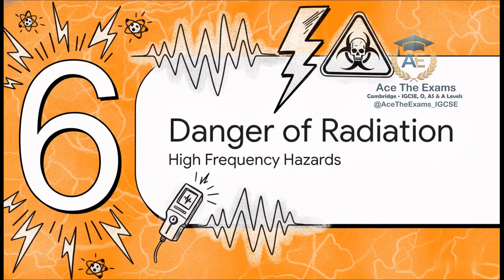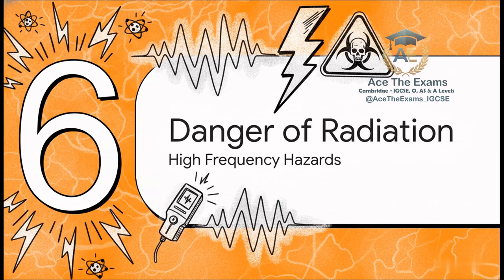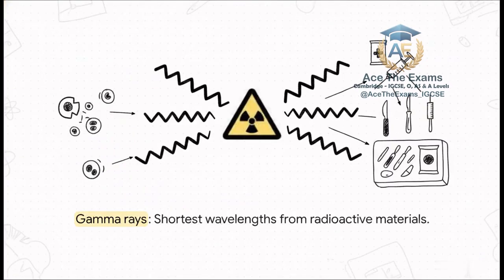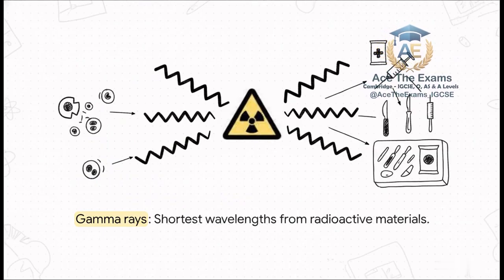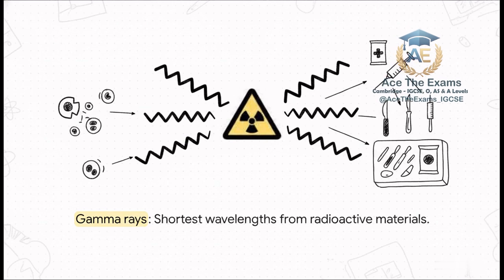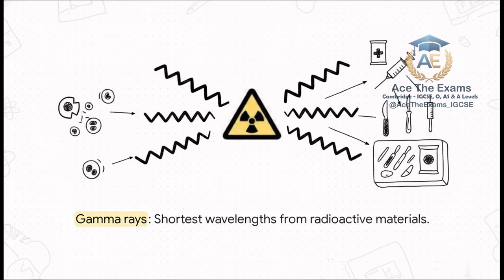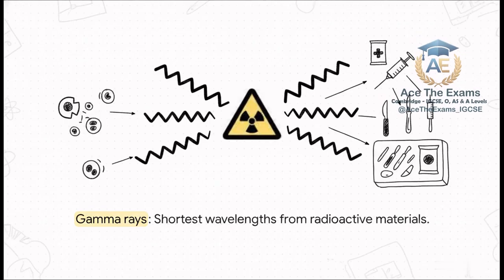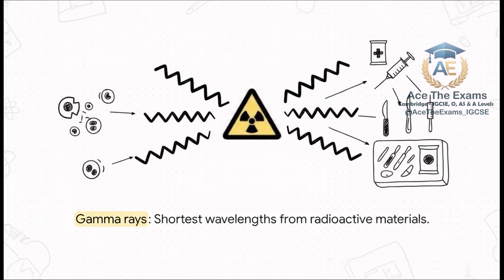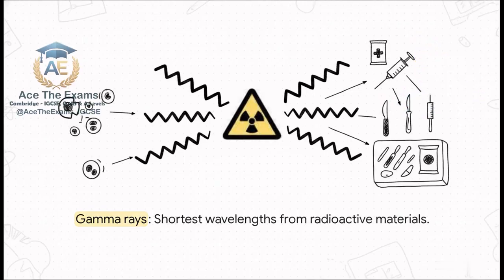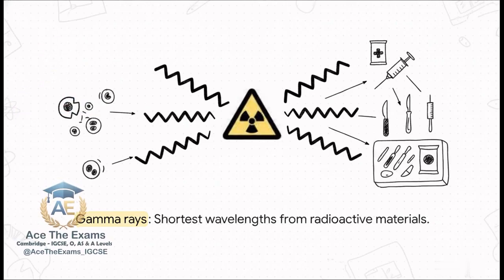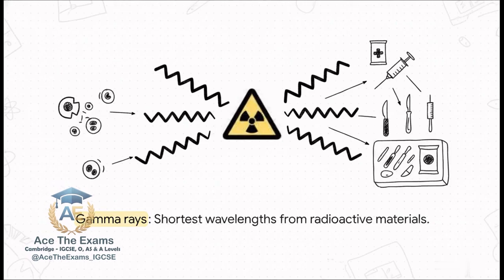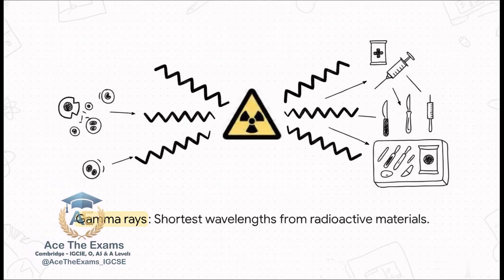Section 6. The danger of radiation. High-frequency hazards. As we arrive at the absolute peak of the spectrum, the utility is still there, but the physical risks absolutely skyrocket. At the highest frequencies and the shortest wavelengths possible, we find gamma rays. These guys are emitted purely by radioactive materials, and they come with an extreme radiation danger warning. Because their frequency is just so insanely high, their energy is staggering. They can very easily slice through and damage living cells and DNA.